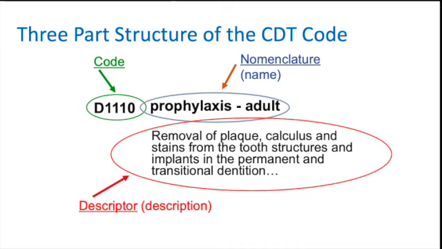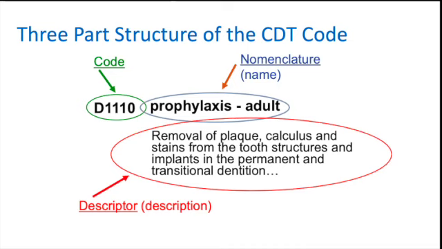And then finally, there is the descriptor, or the description of what this service is. It's a narrative providing further definition of what the code is intended for. Descriptors are printed in regular typeface. Most, but not all, codes have a descriptor, which, when presented, follows the nomenclature. So in this situation, the code is D1110, prophylaxis adults, for the nomenclature. And why you would really want to look at this descriptor: if we read it, it says removal of plaque, calculus, and stains from the tooth structures and implants in the permanent and transitional dentition. So you know that this code is appropriate to use around dental implants, as well as the mixed dentition.